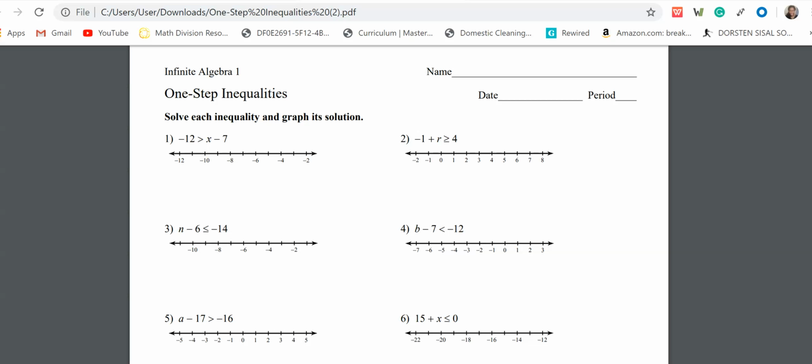Alright, so this video is going to be on one-step inequalities, and as I do quite a few, if there's enough time, I would also try to squeeze in two-step inequalities, but I may just separate the video, so we'll see. Alright, so let's jump into it.